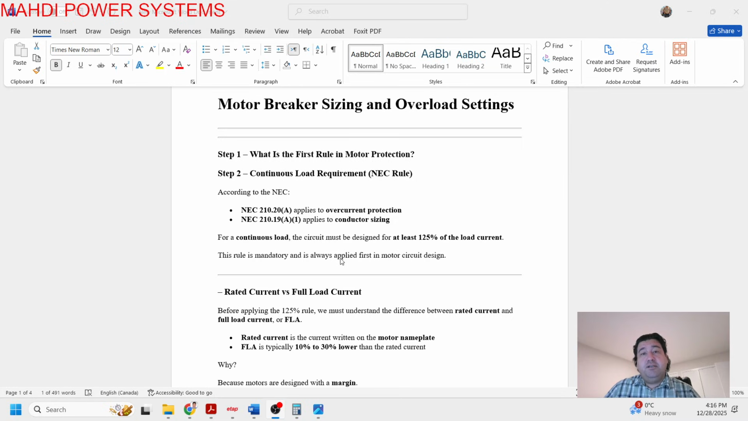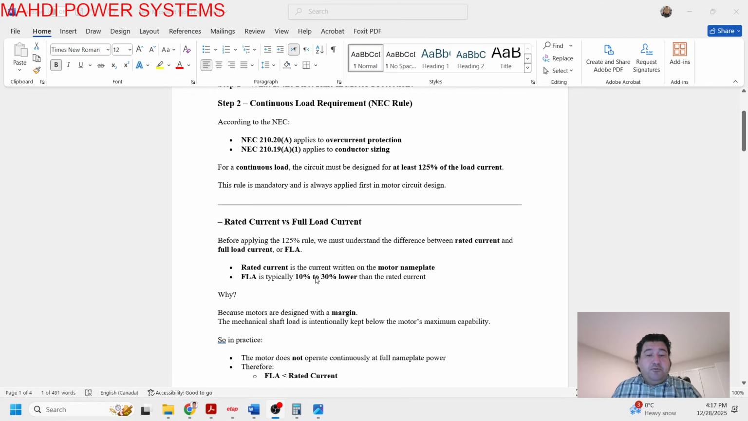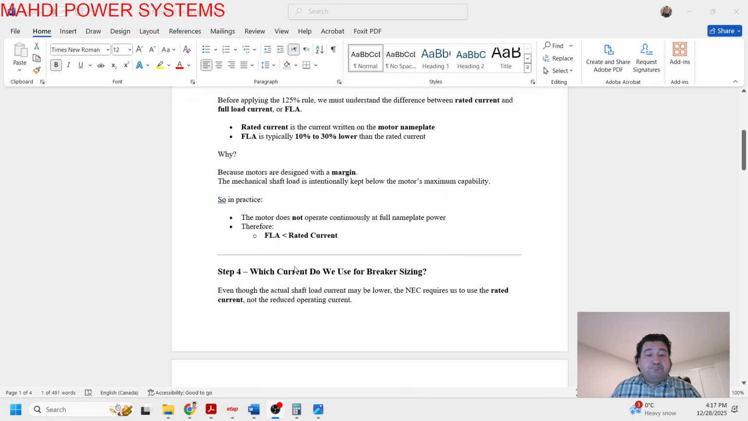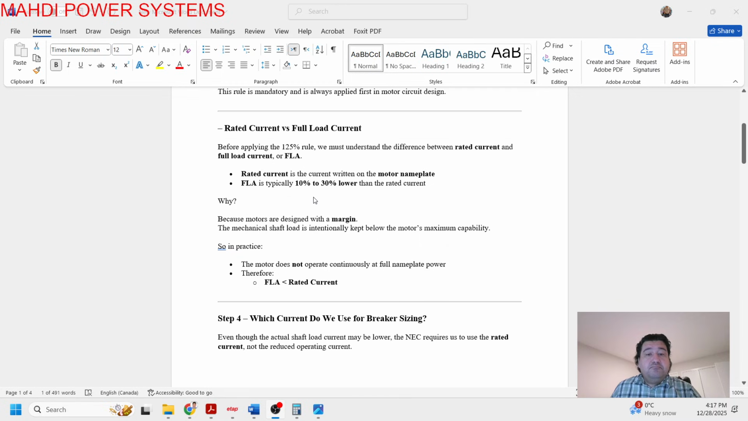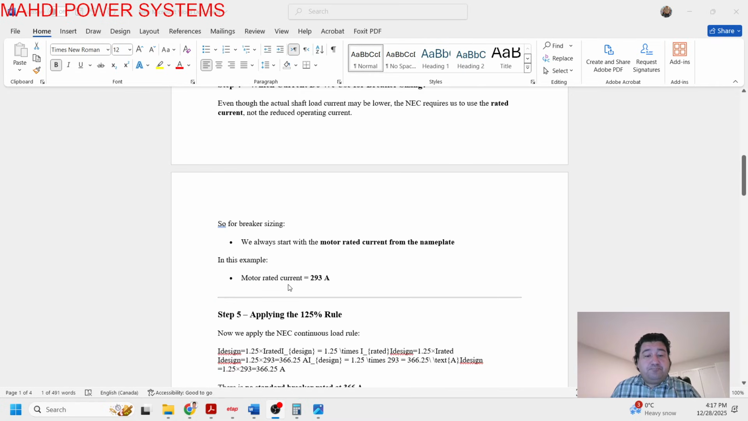Or you can also get the rated current with the formula P equals root of 3 times V times I times cosine phi times efficiency. You can derive the rated current from this formula. For example, for a motor with 250 kilowatt, it gives you 293 amp. This is the motor rated current.